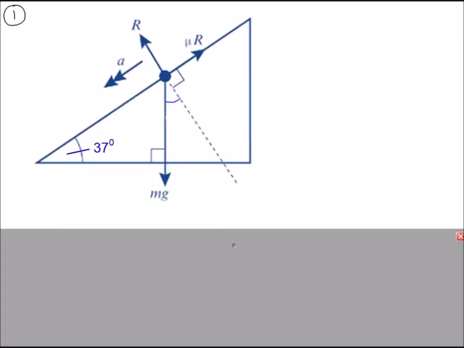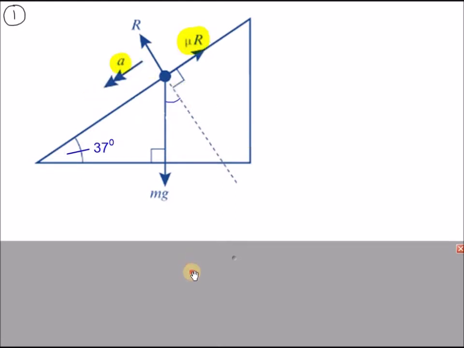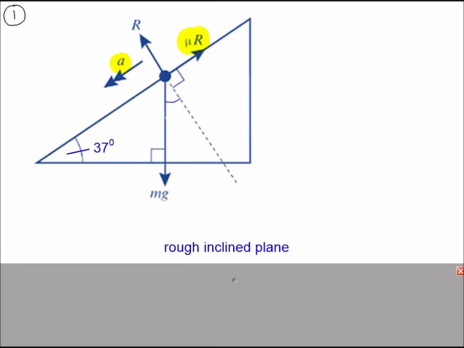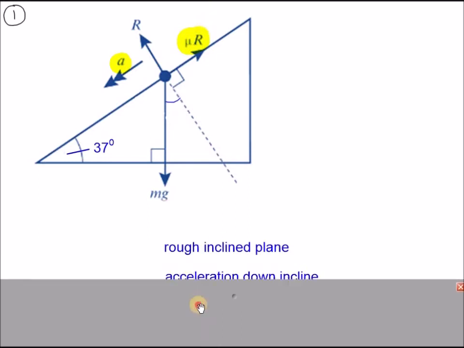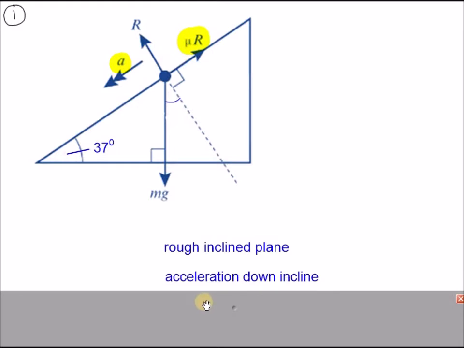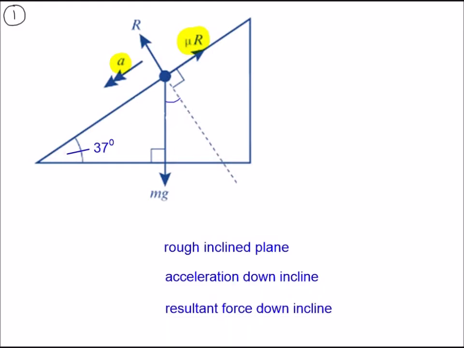Example 1. So we have this particle and it's on an incline, and this diagram is showing us that there's some friction here. Now, F equals mu R, that's the formula for friction, and we also know that there's acceleration down the incline. So far we know it's a rough inclined plane because of the friction, and we know there's acceleration down the incline, so there must be a resultant force down the incline too.